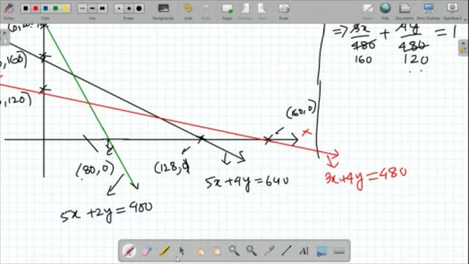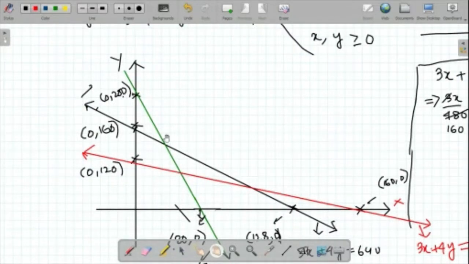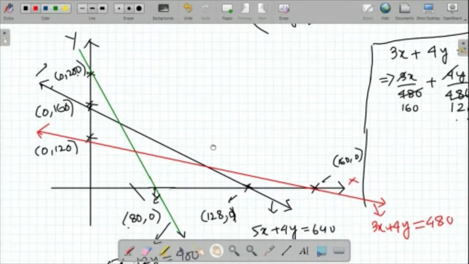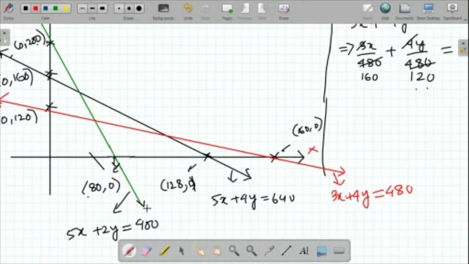Now what is the feasible region? Which one is the feasible region? See, these inequalities are all greater than. That means for this line it should be above, and for this line it should be also above. So that means 1, 2, 3 and 4 are our corner points.